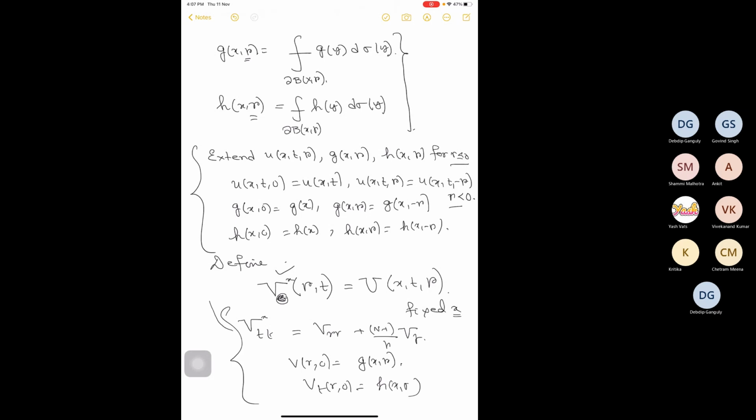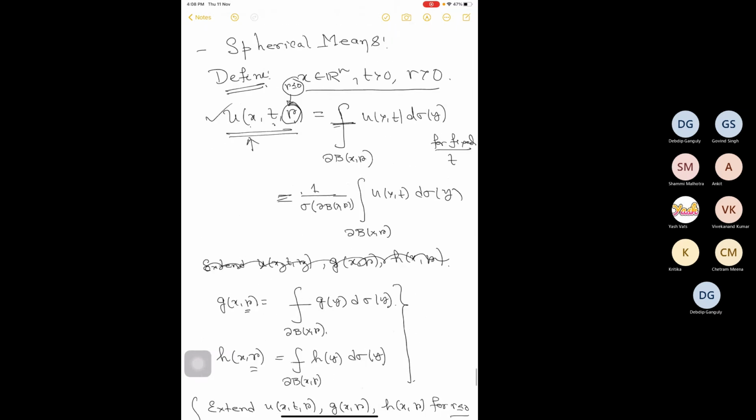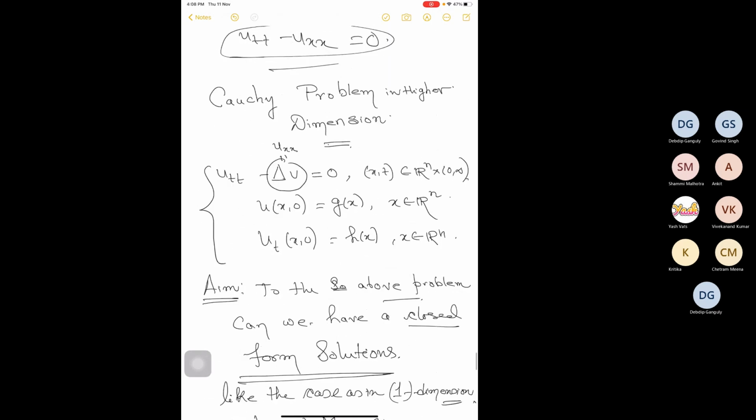Now you have to use this to solve your wave equation, u_tt minus Laplacian of u, in R^n, right? But now you have to solve it for this. I'm not going into detail, but the idea is that these functions play a very important role. The spherical means will play a very important role in solving this equation, the higher order problem.